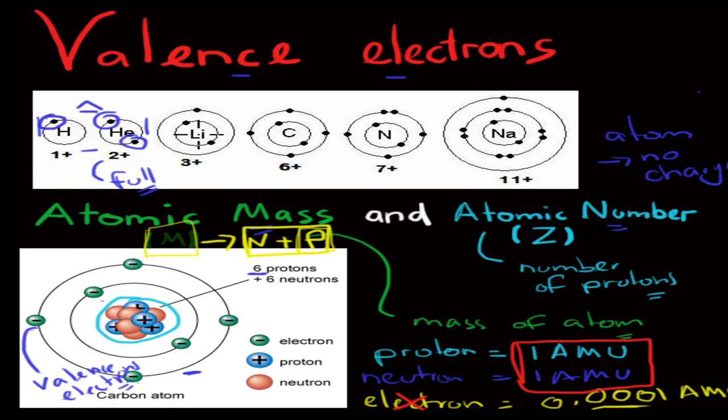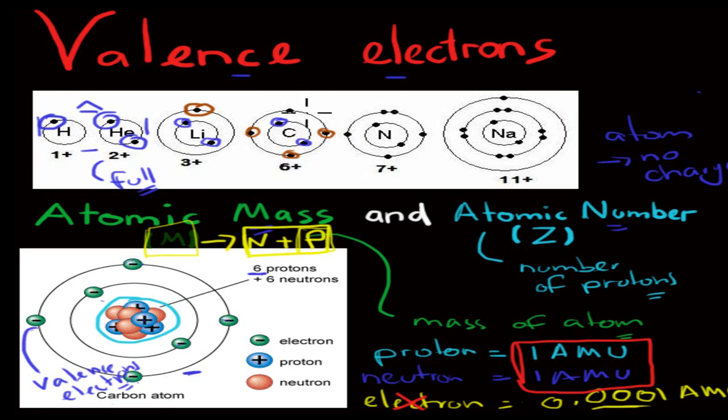Now lithium has 2 in its inner shell, but remember the ones that are important for reactions are going to be the outer shell, and it's going to only have 1 in the outer shell. Same with carbon. Carbon has 2 in the inner shell, but remember the ones that are important are going to be the outermost shell. In this case it has 4 in the outermost shell.